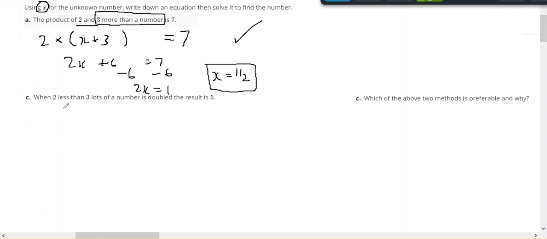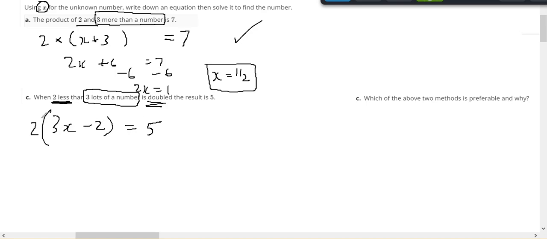In 6C, 2 less than 3 lots of a number is doubled. So 3 lots of a number, and then we get 2 less than that, and that is doubled, the result equals 5. Now be really careful, because in English we turn things around. We want to talk about the subtraction as being 2 less, but it's than 3 lots of a number. So it's 3 lots of the number first minus the 2. All of that is doubled, so I need to put a bracket around it. Now to backtrack on that, divide by 2.